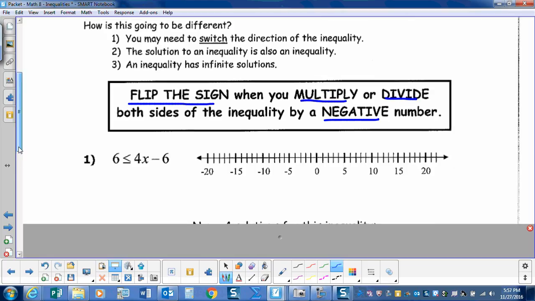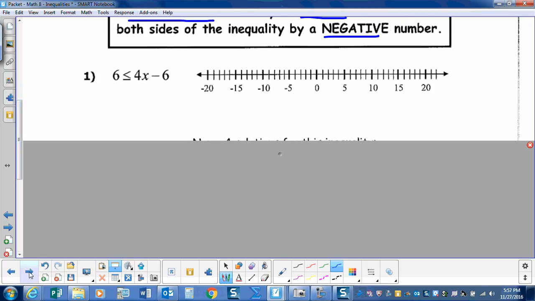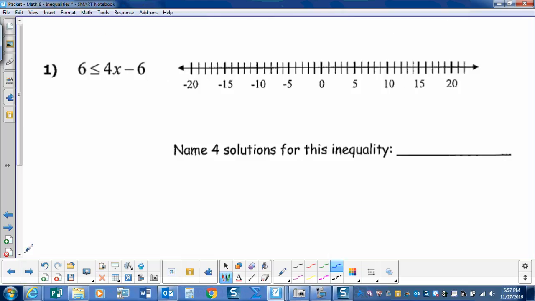So let's go ahead and try this one together here. 6 is less than or equal to 4x minus 6. So we're trying to get x by itself. We're going to work this just like an equation till we get to the last step. So we're going to isolate x. So we're going to add 6 to both sides.